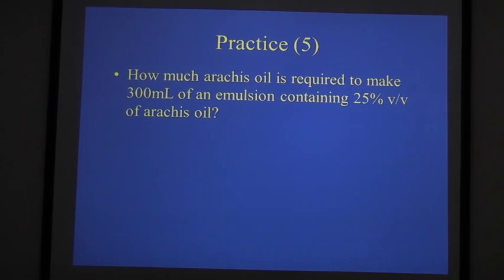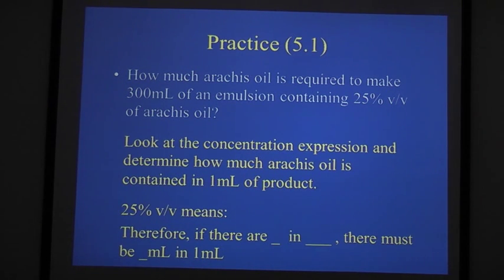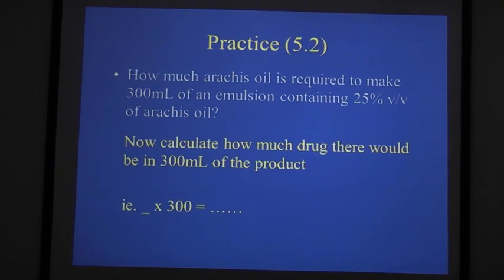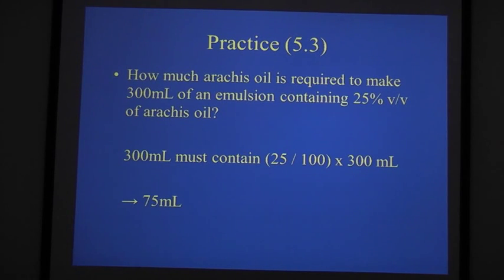So using the same method here, 25% volume to volume means that you've got 25 milliliters in 100 milliliters. You can then work out how much in 1 milliliter by dividing by the 100, and then work out how much in 300 of that by multiplying by the 300. So to do that, you would do 300 mils must therefore contain 25 over the 100 multiplied by 300, and that gives you an answer of 75 mils.